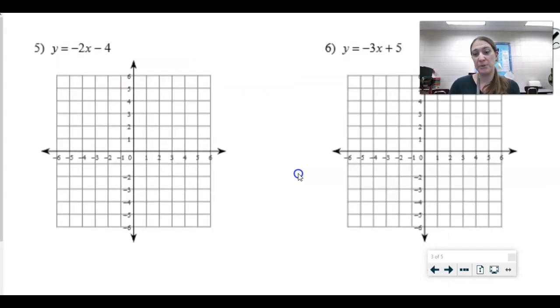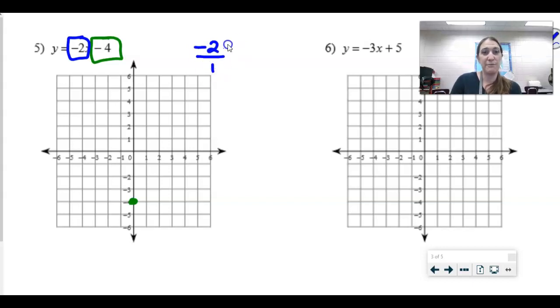Now let's talk about, I should do one of these. I kind of forgot about this. So same form, same idea. We have a y-intercept this time at negative 4. Now your slope looks like an integer, but we know all integers can really be written as fractions. So your slope of negative 2 is really negative 2 over positive 1.